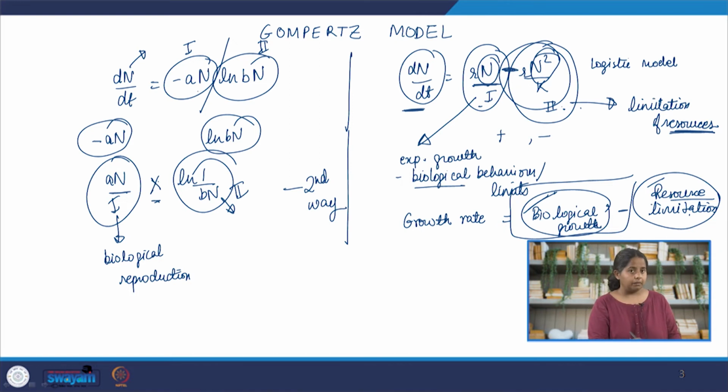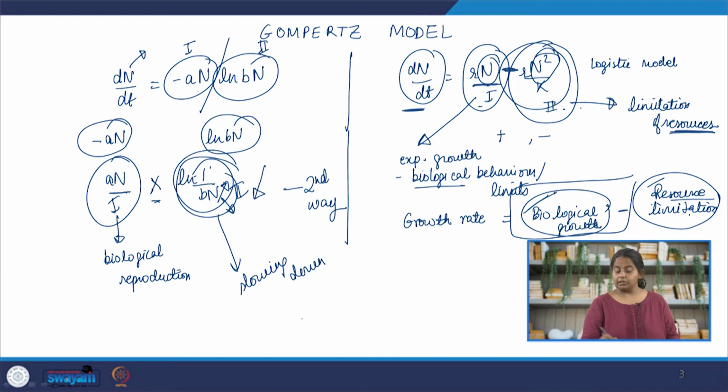When we are multiplying, it means that these two factors affect each other and they might even share common drivers, or one may be the driver of the other, or they might be linked together in a nonlinear fashion. So, if we look at this model, as n goes up, log 1 by bn reduces. So, this is a slowing down factor. This is a factor that is slowing down the net growth.